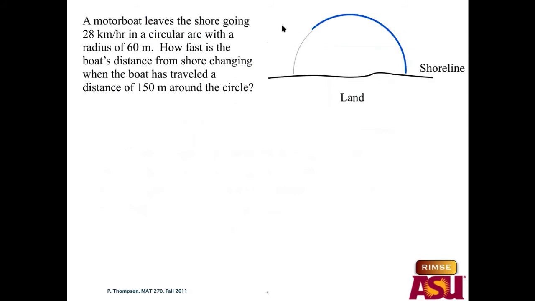So here's a messier question. This one's going to involve a little bit of trig. I've got a motorboat leaving the shore going 28 kilometers per hour in a circular arc with a radius of 60 meters. I want to know how fast the boat's distance from shore is changing when the boat's traveled a distance of 150 meters around the circle. Sorry, I'm moving some of my toolbars out of the way so I can see this whole diagram.